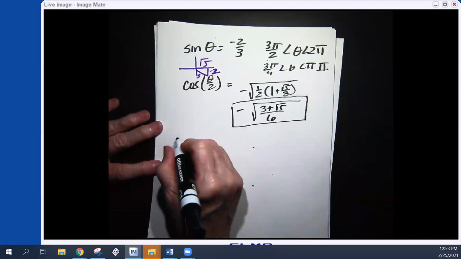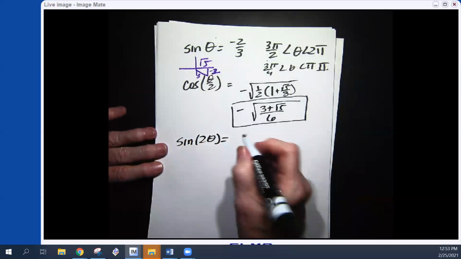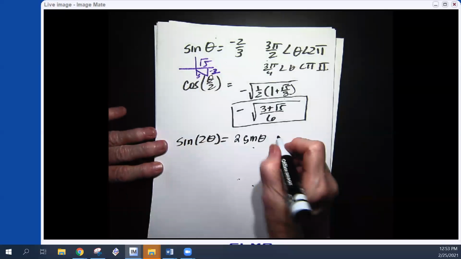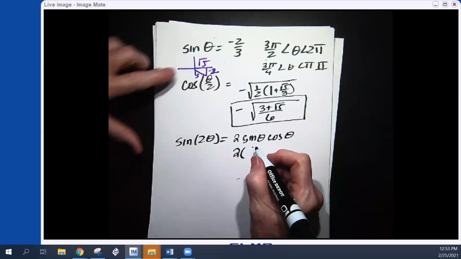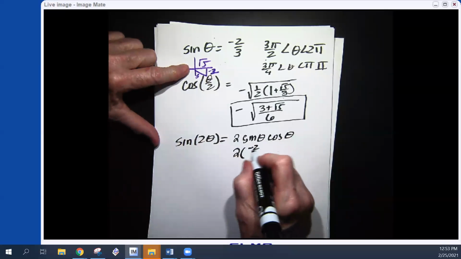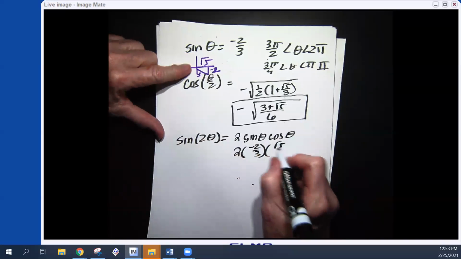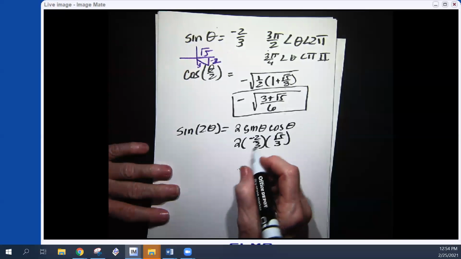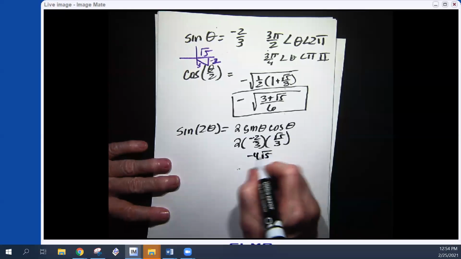If I want to find the sine of the double angle, that would be 2 sine theta cosine theta. So 2 times the sine of my angle is -2/3. The cosine of the angle is root 5 over 3. So multiplying that gives me -4 root 5 over 9.